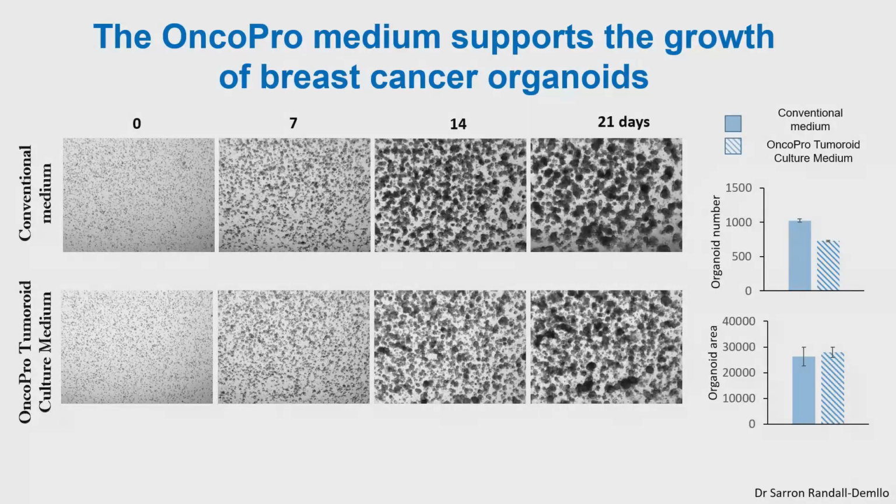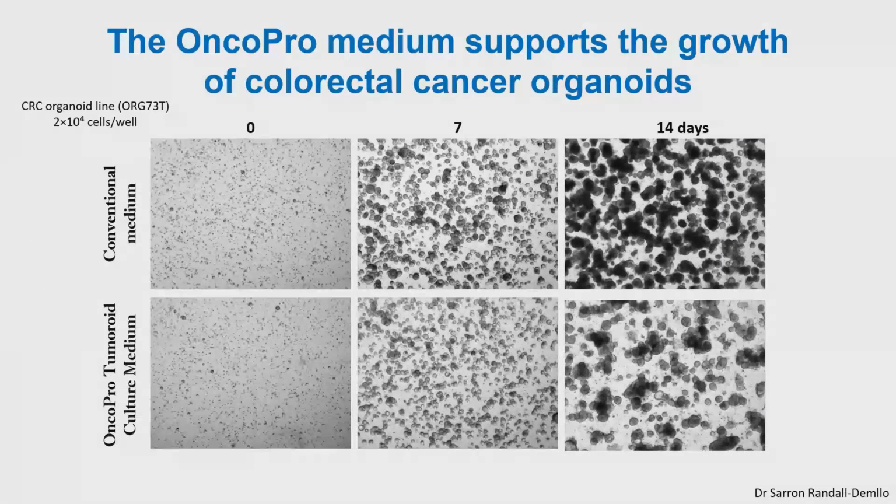We've also performed a similar type of work, this time using colorectal cancer organoids, because within the Monash organoid program and the Monash Biomedicine Discovery Institute, we also have a very large biobank of colorectal cancer organoids that was developed by Professor Helen Abud in collaboration with Professor Paul McMurrick at Cabrini Hospital. As you can see here, we used a colorectal cancer organoid line 73T that harbors mutations in APC and KRAS. We plated 20,000 cells per well. And in both conditions, we can sustain the growth of the organoids. The phenotype is pretty much the same, with similar size of organoids and slightly decreased organoid number with the OncoPro medium.